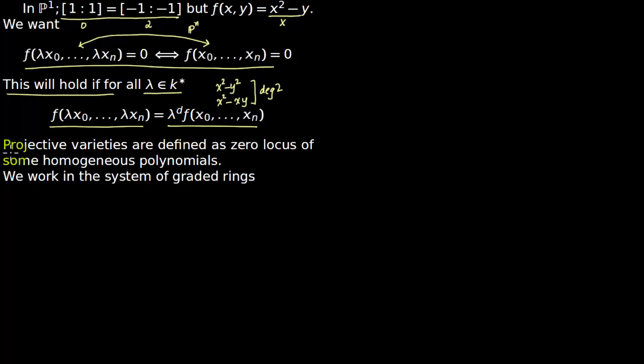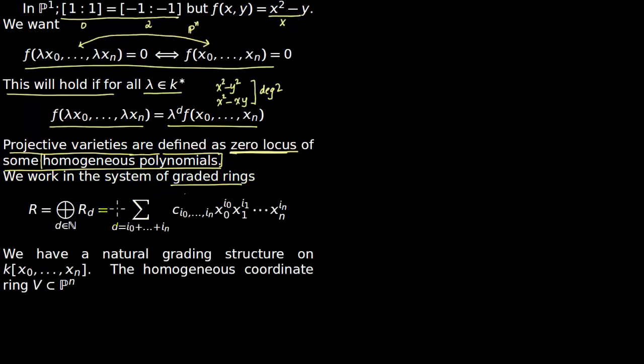So the projective varieties are defined as the zero locus of some homogeneous polynomials. The critical point is that we consider homogeneous polynomials for projective varieties, and therefore we have to work in the system of graded rings. So this is the natural grading, where this coefficient lies in our closed ring K, and then you have this associated monomial, so that the sum of all these exponents is d.